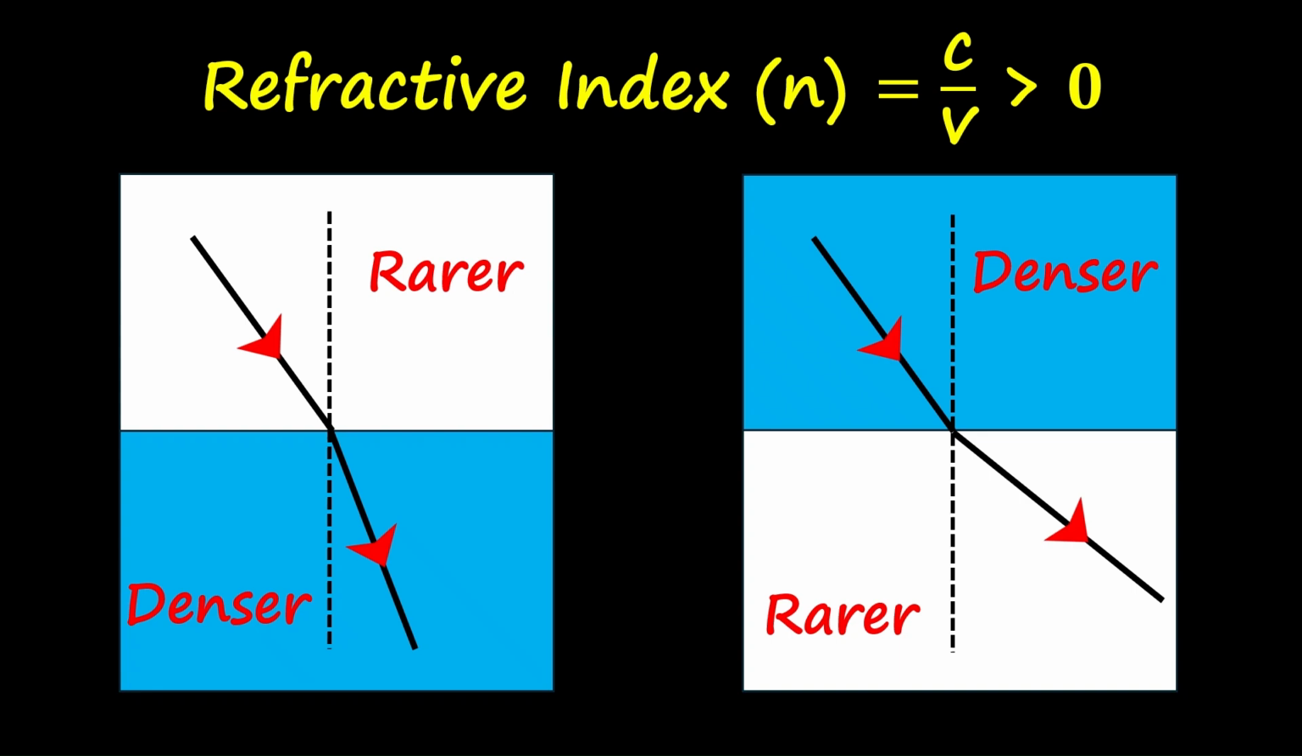Now, the question is, can the refractive index be a negative quantity? And if it can be a negative quantity, under what condition can it be negative? And when light enters a negative refractive index medium, how will the refracted ray bend? All these questions we are going to answer in this video.